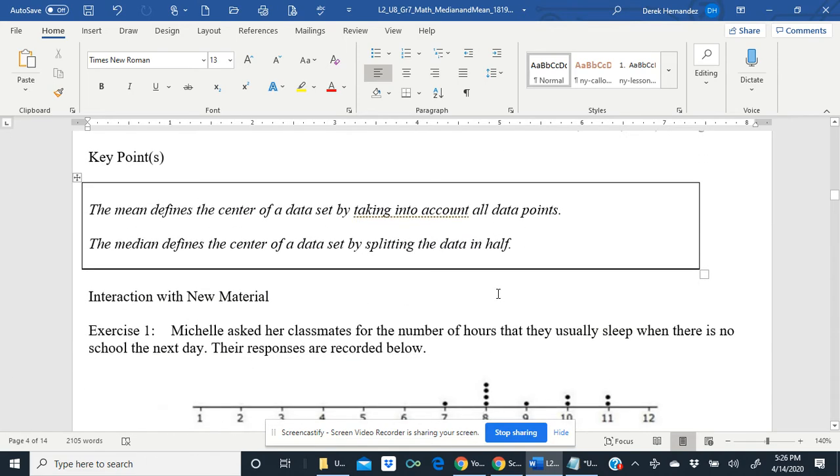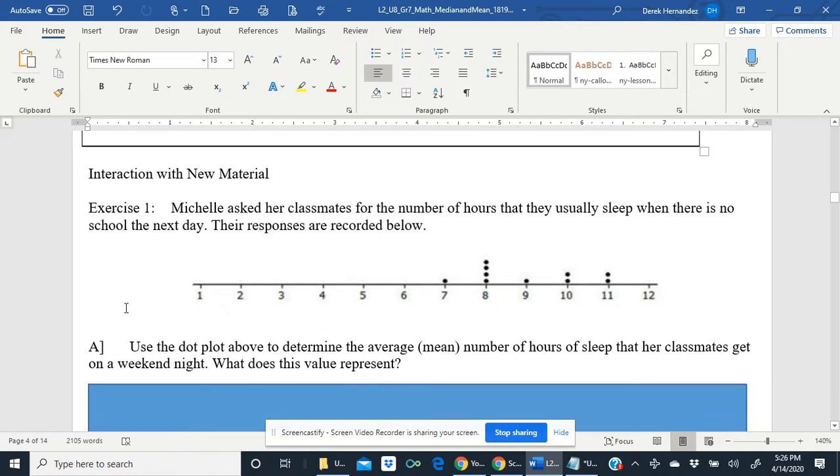All right, let's go back. Here's our key point. There's 2 actually. The mean defines the center of a data set by taking into account all data points. And the median defines the center of the data set also by splitting the data in half. So we're going to keep these 2 key points in mind as we work on the new material. So let's look at this. Exercise 1.